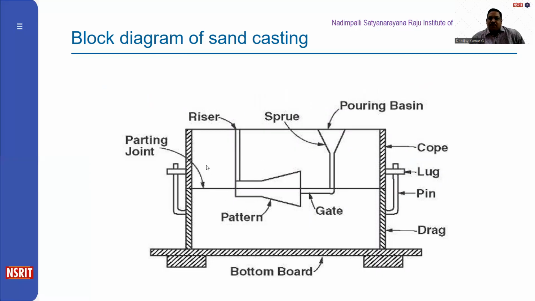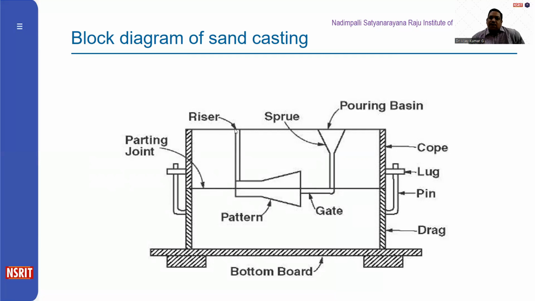Here you can see this is the parting joint. I have explained the cope. Cope is the upper part and the drag is the lower part. These two will be joining at this parting joint. Generally, this parting will be made in such a way that the cavity is symmetrically distributed onto both sides of the cope and drag.